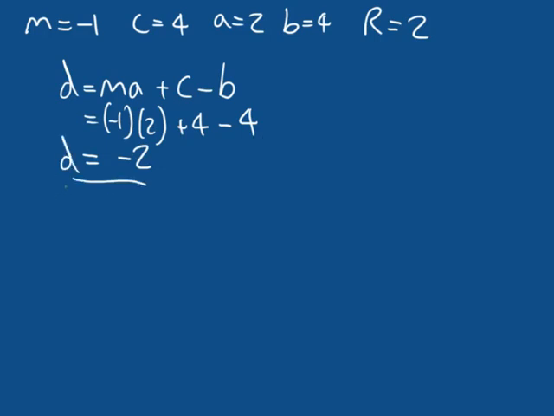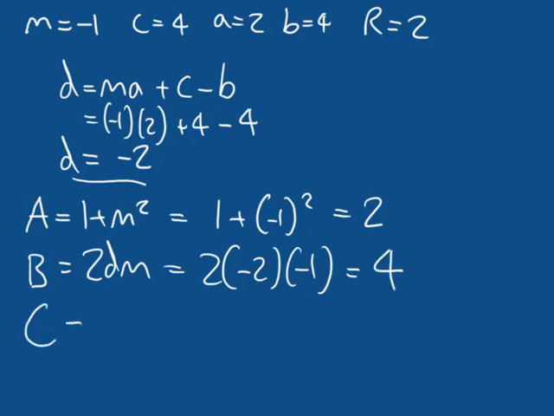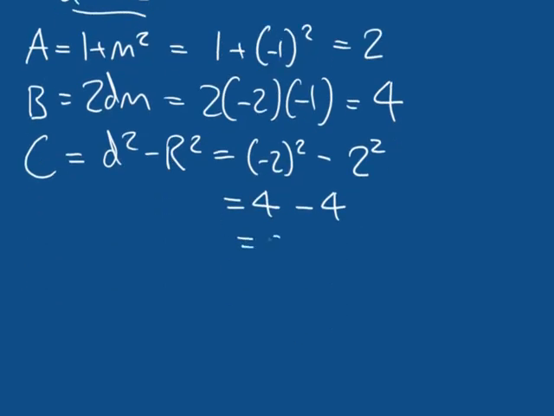We can then calculate our A, B, and C. A is equal to 1 plus m squared. That's going to be equal to 1 plus minus 1 squared. That's equal to 1 plus 1, which is 2. B is equal to 2dm. That's equal to 2 times minus 2 times minus 1. That's equal to 2 times minus 2 is minus 4 times minus 1 is positive 4. Finally, C is going to be equal to d squared minus r squared, which is equal to minus 2 squared minus 2 squared. So d is equal to minus 2 squared is 4, minus 2 squared is 4. So 4 minus 4 is 0. So C is equal to 0, B is equal to 4, A is equal to 2.